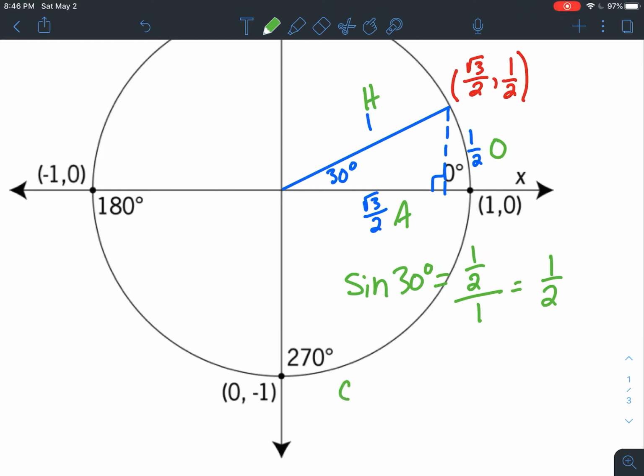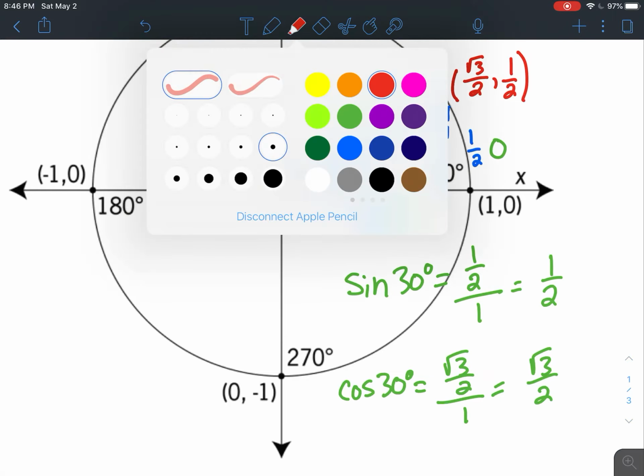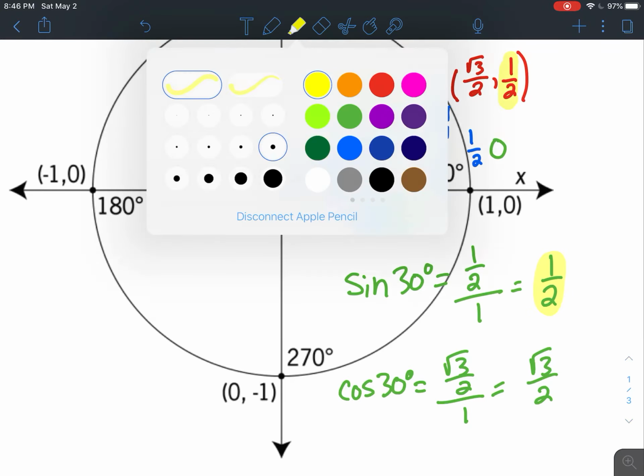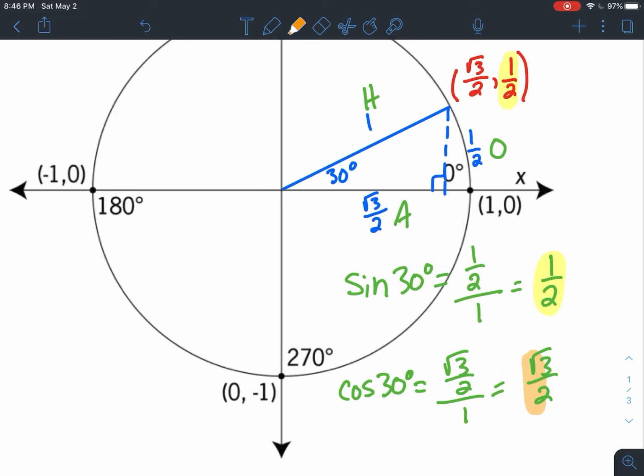If I want to do cosine of 30 degrees, that would be the adjacent, square root of 3 over 2, over my hypotenuse, which is just 1. So I end up with the square root of 3 over 2. So what ends up happening, if you look, the sine of my angle is the same thing as the y value of its terminal point. And the cosine of my angle is the same thing as the x value of that terminal point.